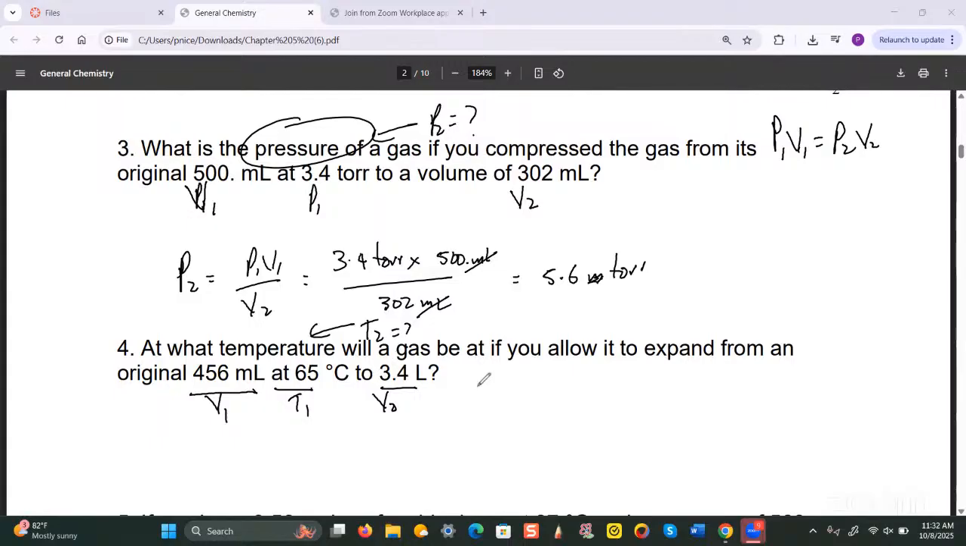Gay-Lussac's law? P1 over T1 equals P2 over T2. Exactly. V1 over T1 is equal to V2 over T2, given the temperature in Kelvin. And the temperature must be in Kelvin.